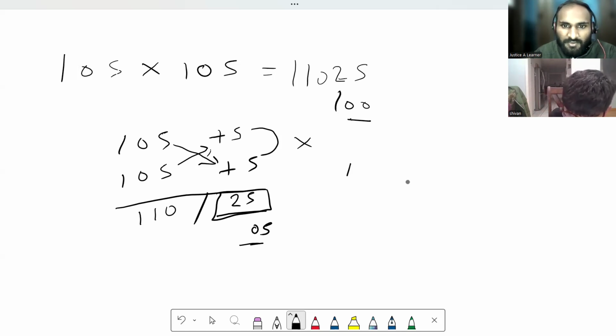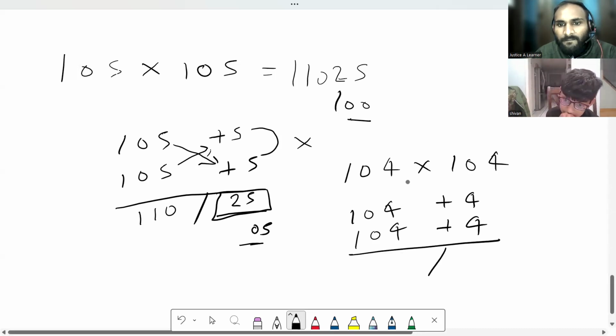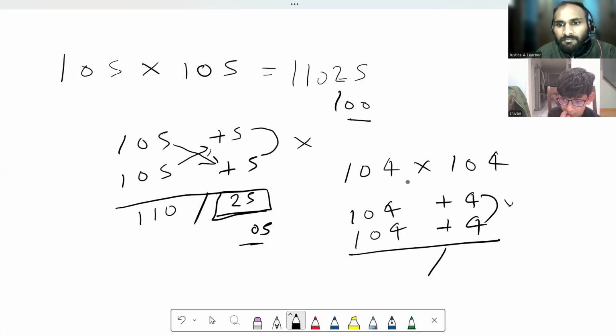I'm asking another question: 104 multiplied by 104. Can you solve it from the same perspective? We can write it in this way. Can you tell me the answer? This side multiplication, 16. And this side, just add: 104 plus 4, 108, and then 16.